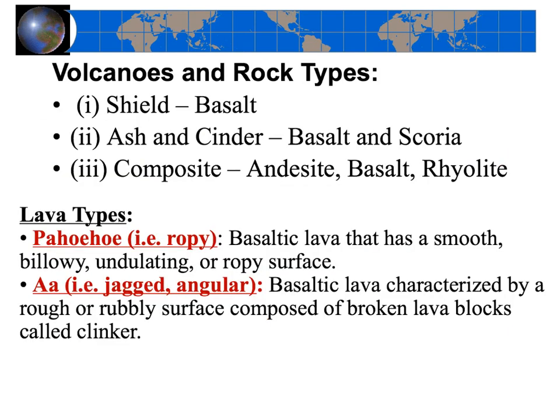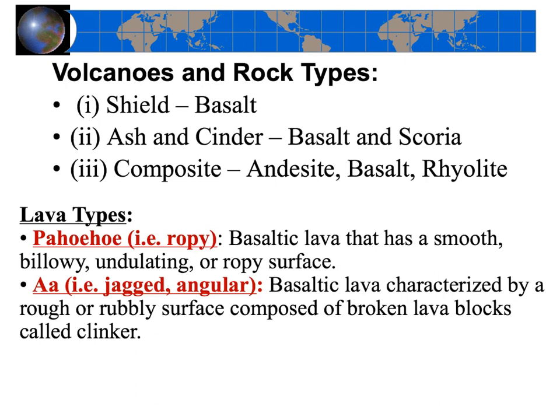There's two types of lava you typically can get. You can get a ropey lava, which is called pahoehoe, and you can get a jagged, angular, sharp type lava, which is called aa. And I'll show you a couple pictures of each on the next slide. One thing I wanted to say here is that the most common rock that you would get at a shield volcano is basalt. So that's one that you would totally get on a public exam.